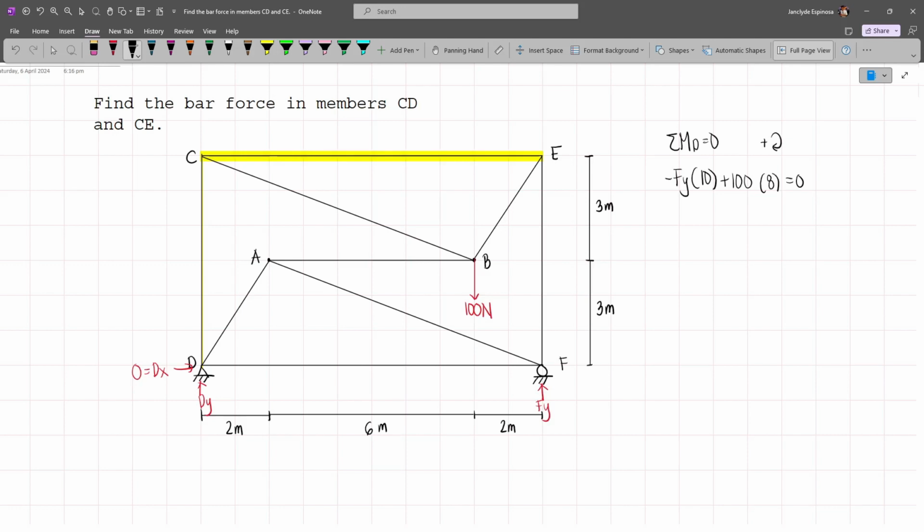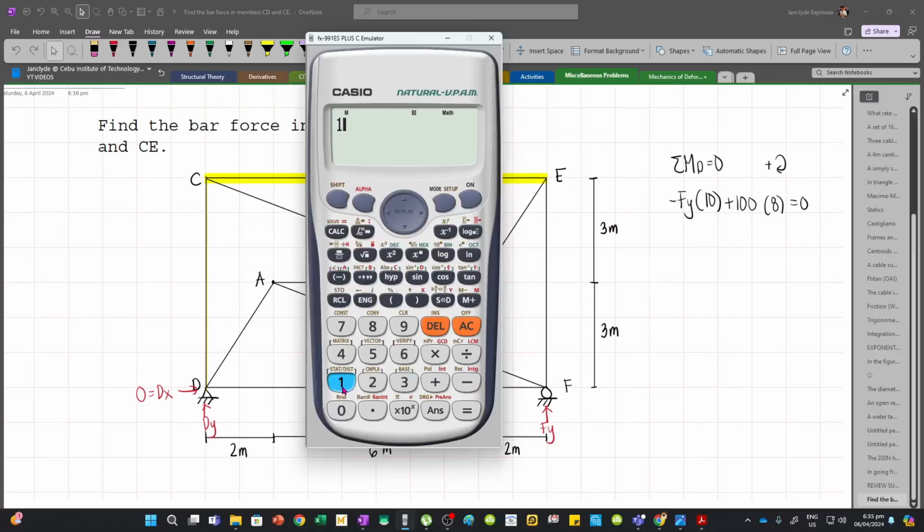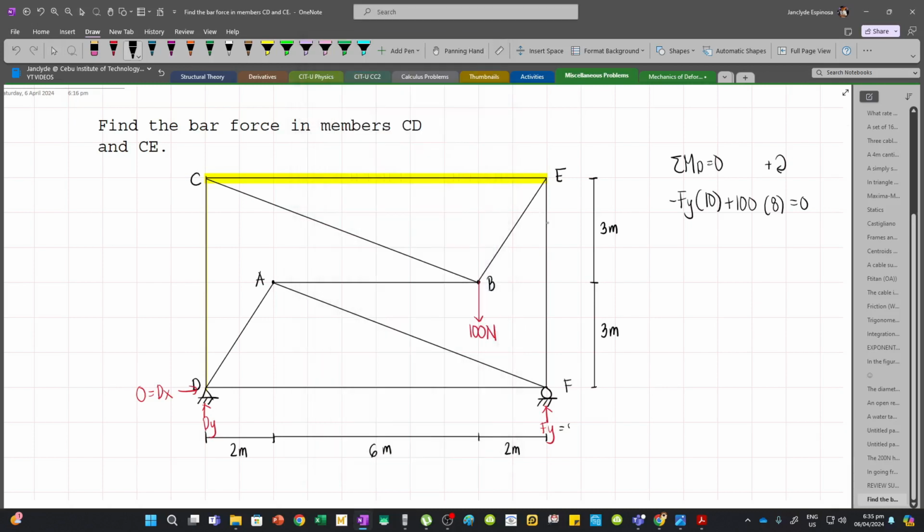So, masosolve natin yung Fy. Now, our Fy will be 100 times 8 divided by 10. This will give us 80 newtons. And so, by summing of forces vertical, we can directly see na Dy is equal to 20 newtons. Now, at first glance, solving the bar force in member CD will seem difficult.